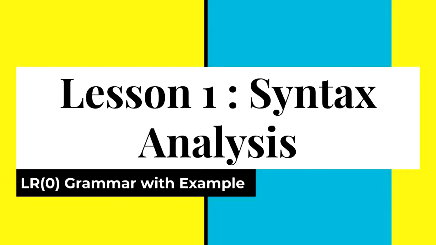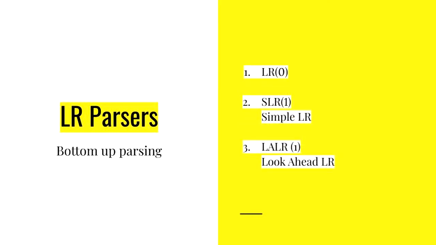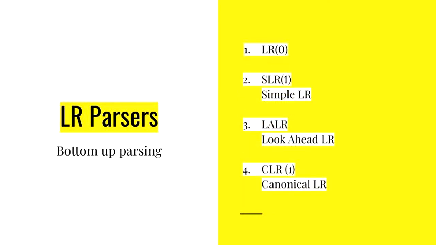Today we are going to study LR0 parsing, with numericals of LR1 and SLR1 parsers. Talking about LR parsers, as the name suggests, they parse the string from left to right. That is bottom-up parsing. Bottom-up parsing is followed in LR parsers, which are divided into four classes: the LR0 parser, then SLR1, that is simple LR, then LALR1, which is look-ahead LR, then CLR1, which is canonical LR.